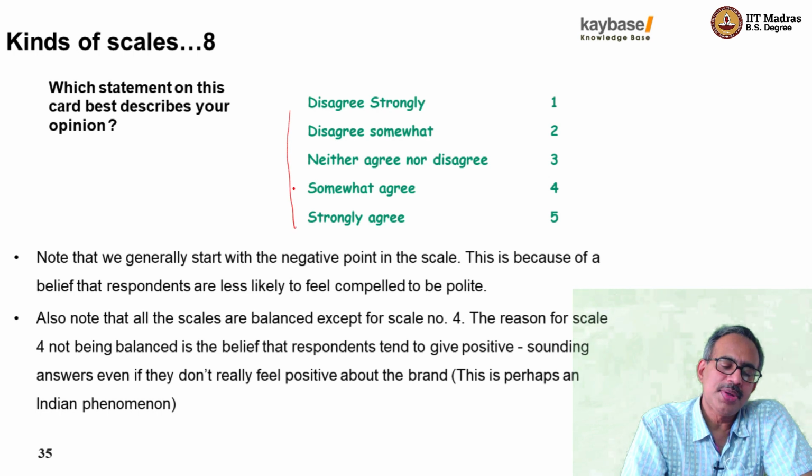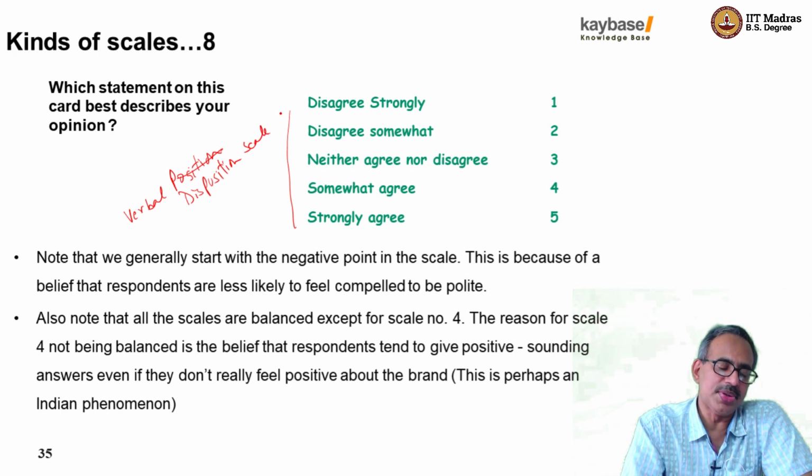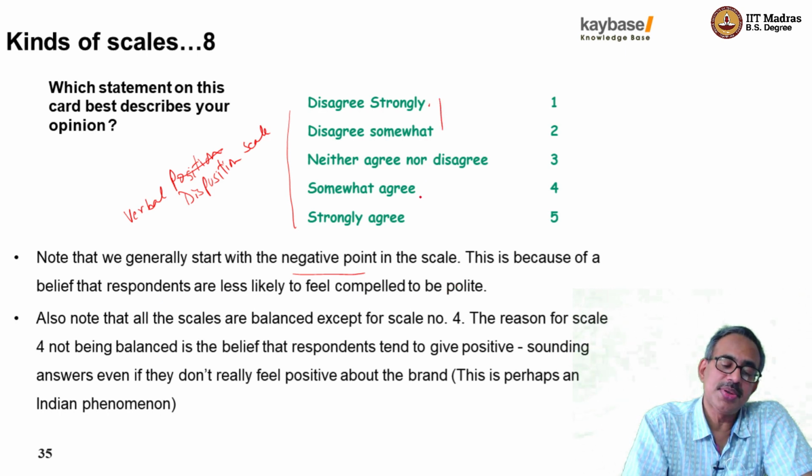Now, this is also a verbal disposition scale. It is just that I mentioned it separately because it comes along with a list of statements in the questionnaire. That's all. Right? So, the same rules. We start with a negative point, just because we believe that the respondent is less likely to be biased that way. The scale is balanced. Right? The scale has a midpoint.